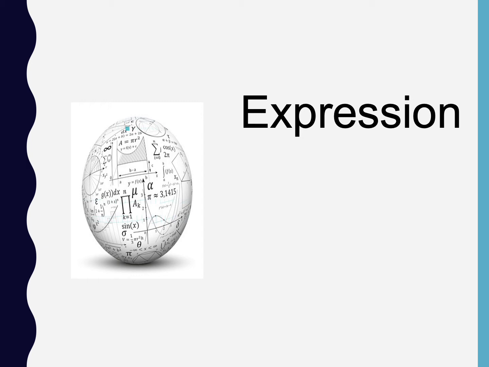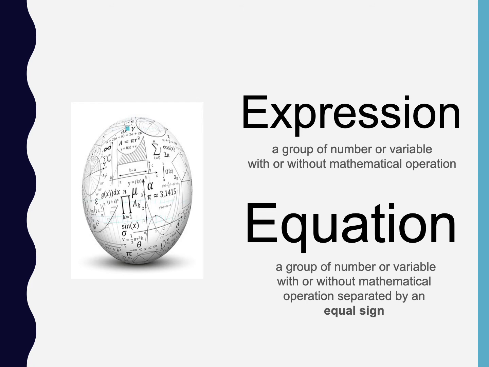When we say expression, it is a group of numbers or variables with or without a mathematical operation, whereas an equation is also a group of numbers or variables with or without mathematical operation and separated by an equal sign. So the difference between an expression and an equation is that an equation should always be separated by an equal sign. This is similar to comparing a phrase versus a sentence.